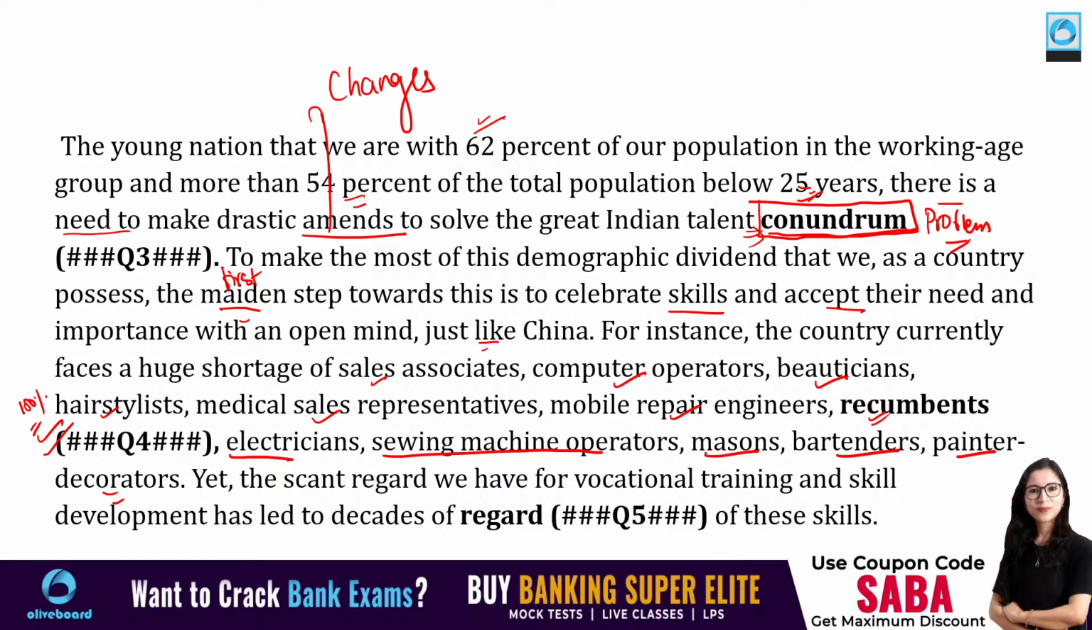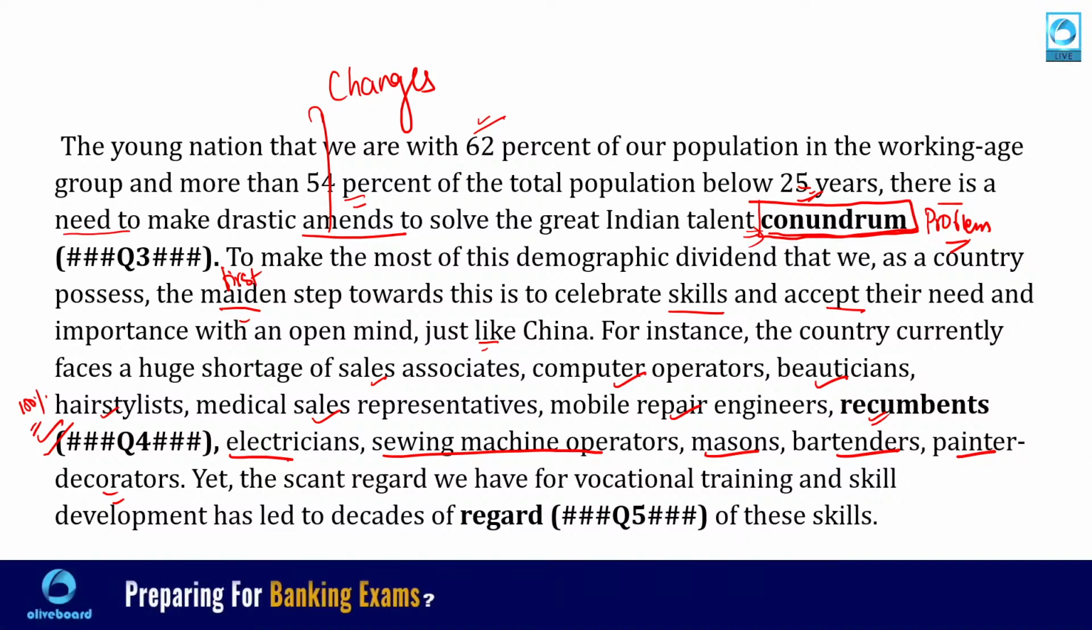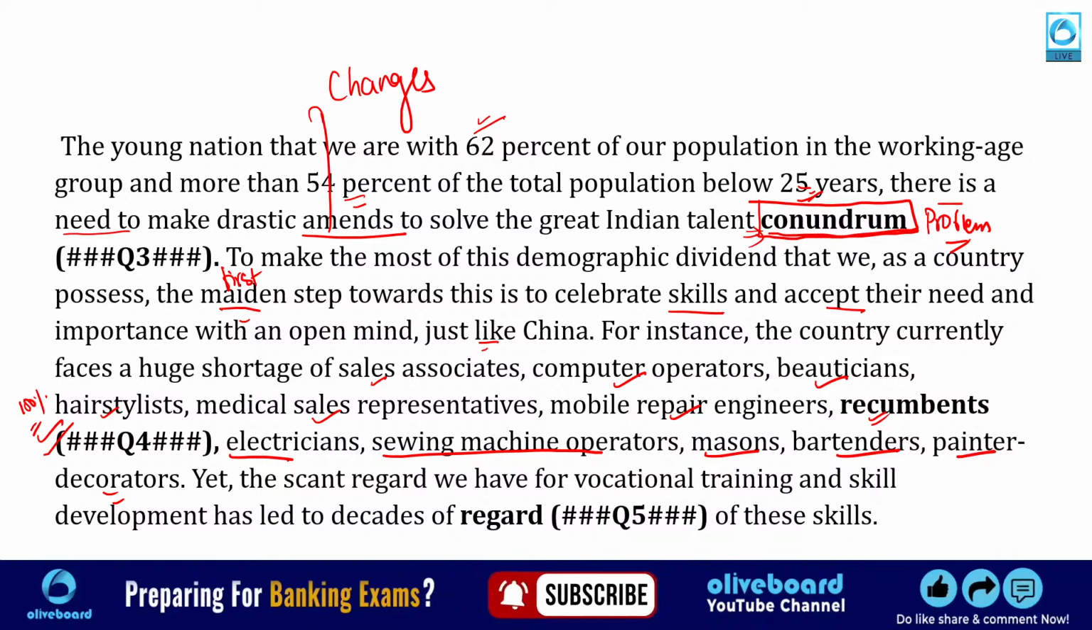Apropos means pertinent, relevant. Guys, we will get the PDF after this batch. You will get the PDF with all these meanings and everything.